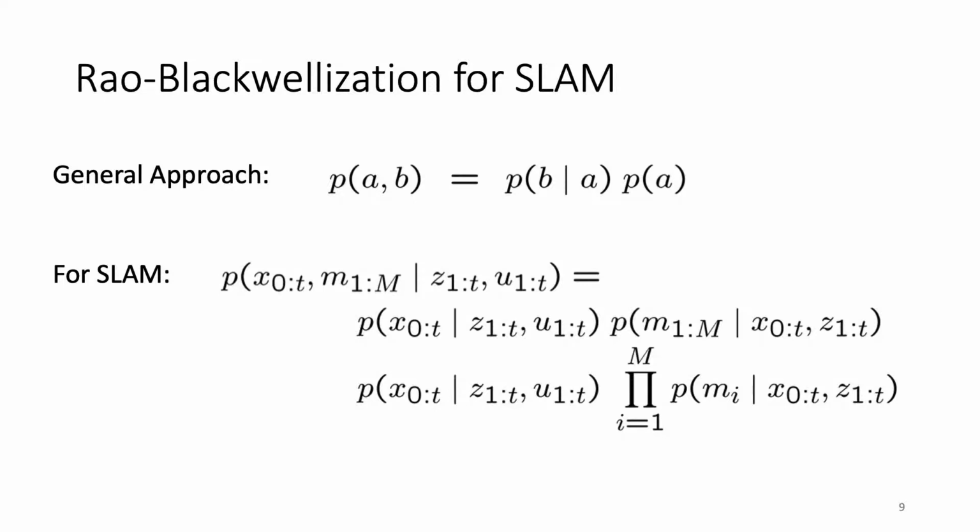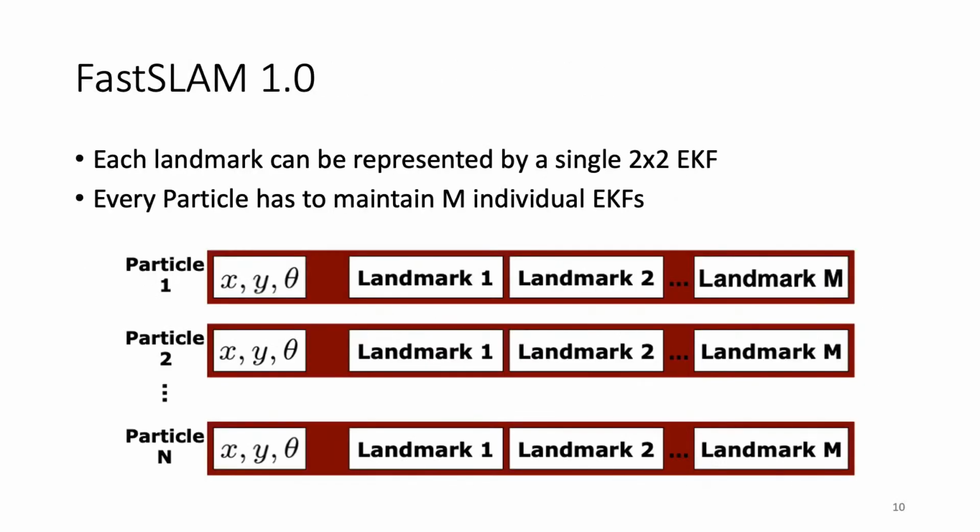Because I said on the last slide that we already assume in this case that our position is given, all the landmarks are conditionally independent from each other. So we don't have to assume the probability for all of the landmarks together, but we can calculate it for each landmark itself. This means that if we now look at the structure of a single particle, we can see that it contains the position of a particle, so the x coordinates, the y coordinates, and our heading, and then for each landmark a single 2x2 EKF.